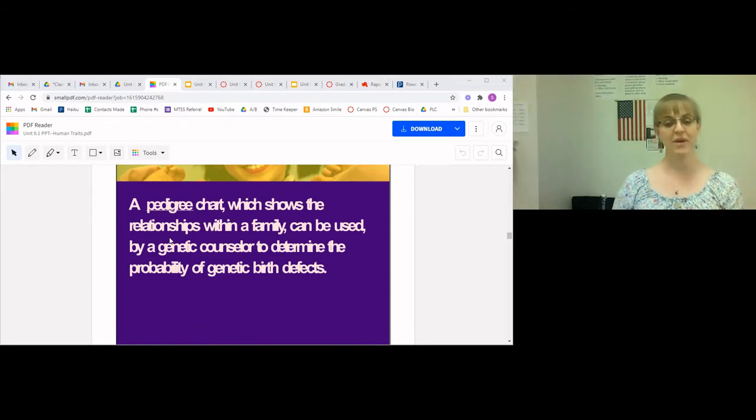Next, we're going to talk about pedigree charts. These show the relationships within a family, and they can be used to predict the probability of genetic birth defects. A genetic counselor is a person who figures out the pedigree chart and uses it to inform the families of what percentage chance they have of having a child with a genetic birth defect, and helps them decide whether to have kids or whether maybe they want to adopt.